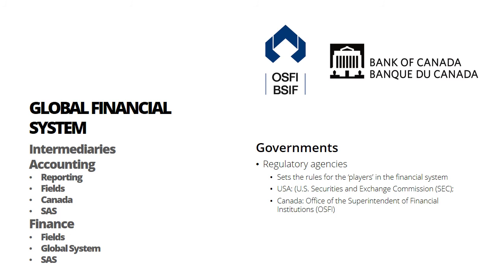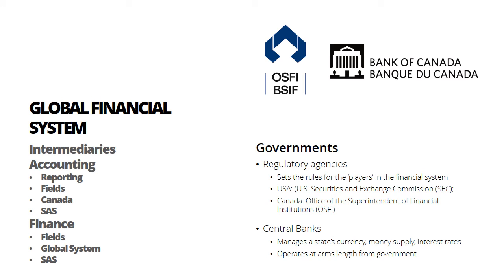In the US, there is, of course, the Securities and Exchange Commission, or the SEC, and in Canada, here we have the Office of the Superintendent of Financial Institutions. But central banks also play important roles in managing a state's currency, money supply, and interest rates. Central banks operate at arm's length from government. So technically, they are not actually part of government, but they do still work in the public interest. In the U.S., the central bank is the Federal Reserve, or the Fed, and in Canada we have the Bank of Canada.